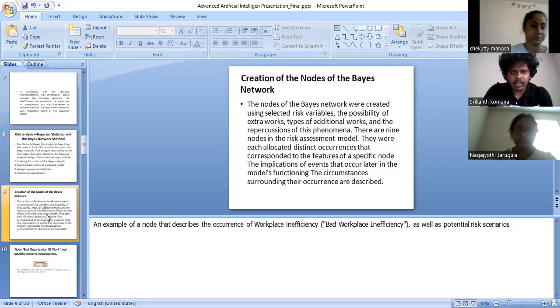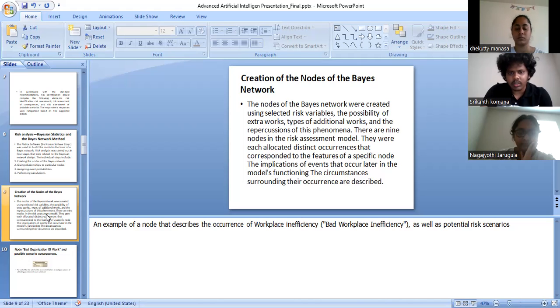Creation of the nodes of the Bayes network. The nodes of the Bayes network were created using selected risk variables, the possibility of extra works, the type of additional works, and the recursion of the phenomena. There are 9 nodes in the risk assessment model.